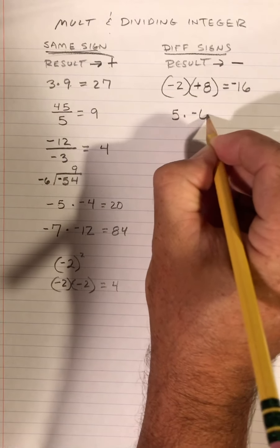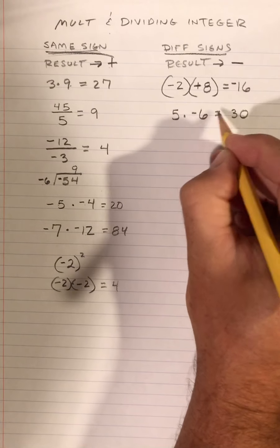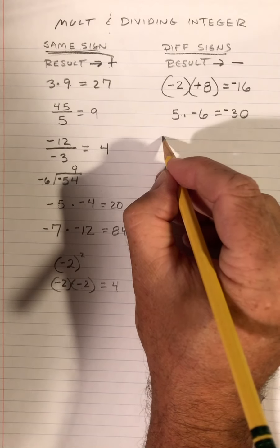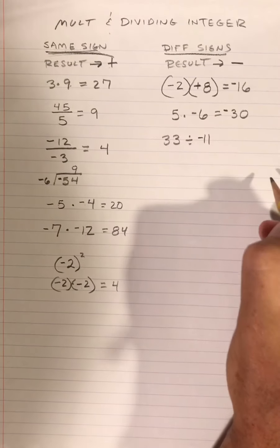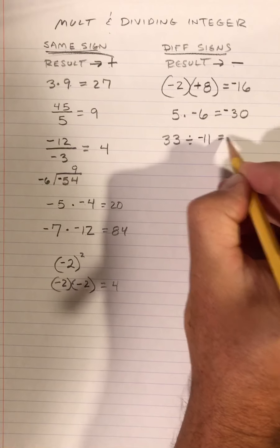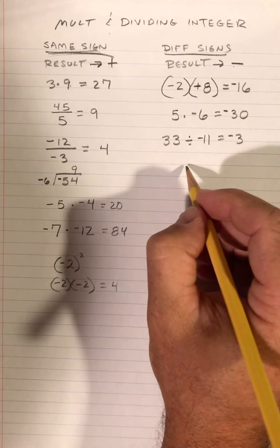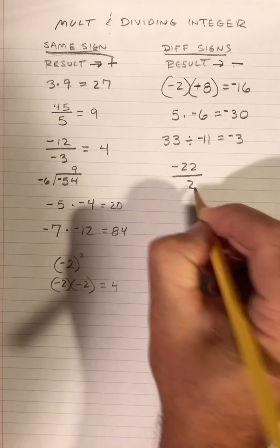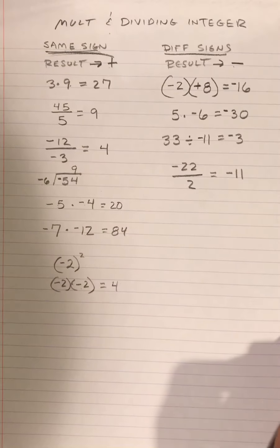5 times negative 6. Well, 5 times 6 is 30, but my signs are different, so my answer is going to be negative. I have a division problem, 33 divided by negative 11. That's a positive divided by a negative. They have different signs. My result must be negative. So I'm going to get 3, and my answer is going to be negative 3. Or let's say in a slightly different format, let's go negative 22 divided by 2. Okay, that should equal negative 11.